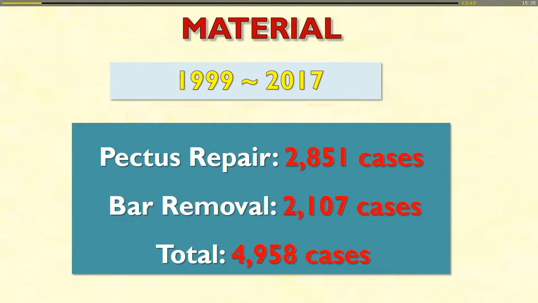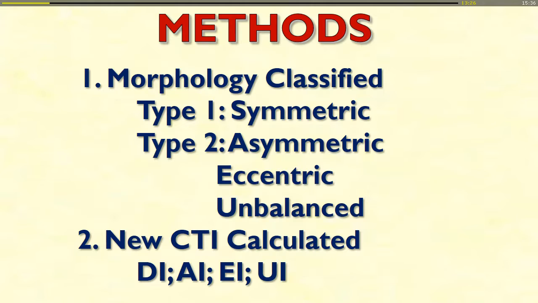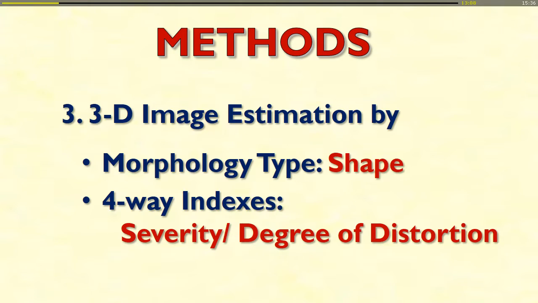The patients comprise cases since 1999, and today it's about Pectus repair of 2,800. Pectus bar removal was 2,000. In total, about 5,000 cases. Morphology was classified as symmetric and asymmetric, obviously, and the asymmetric type was subdivided into eccentric and unbalanced. And the CT indexes were depression, asymmetry, eccentricity, and unbalanced index.